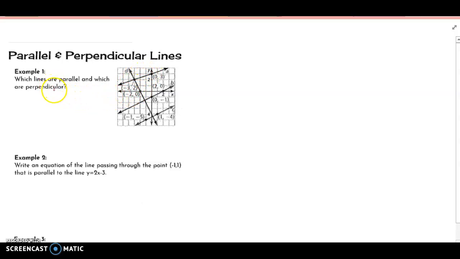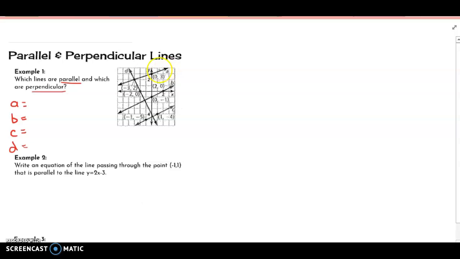All right, so example 1 says which lines are parallel and which are perpendicular. Okay, so in order to know if something is parallel or perpendicular, we have to know the slope. So what we need to do is find the slope of line A, the slope of line B, the slope of line C, and the slope of line D. And after we find the slope of each one, we can compare them to see which is parallel and perpendicular.